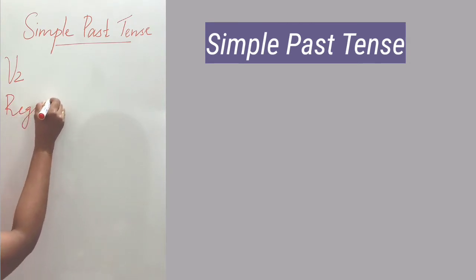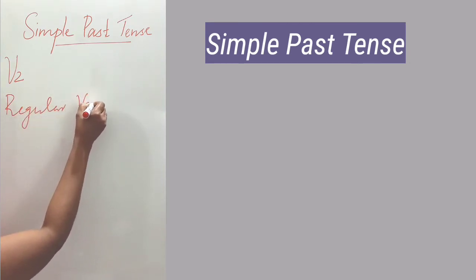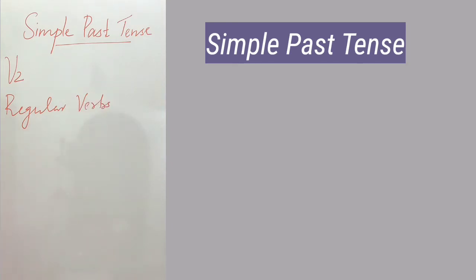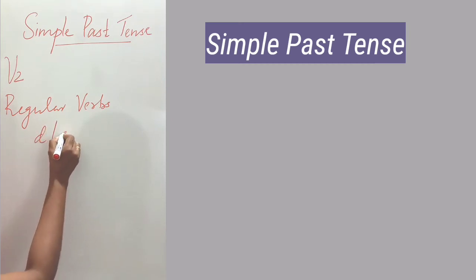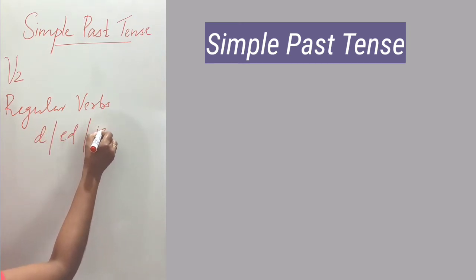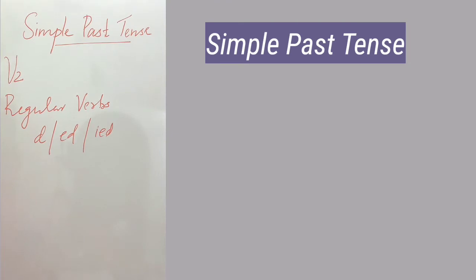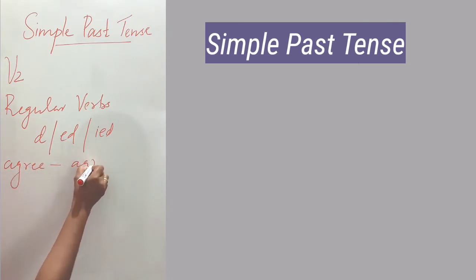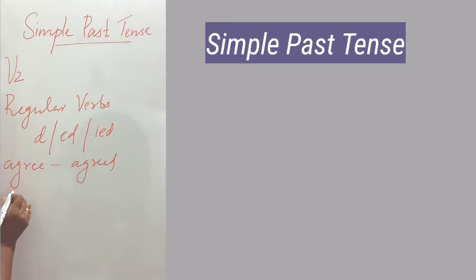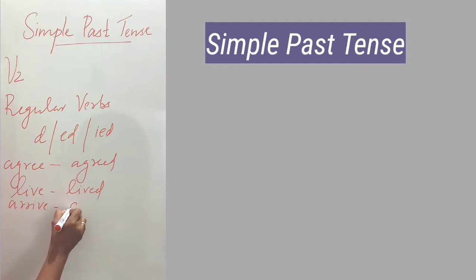Regular verbs. The past tense of the verb obtained by adding d, ed, or ied is called regular verbs. For example, agree, agreed, then live, lived, arrive, arrived.